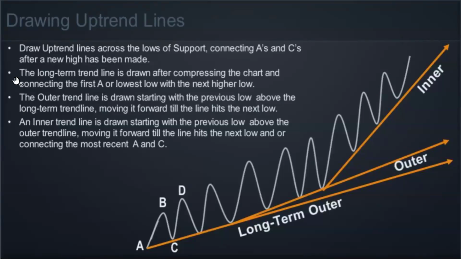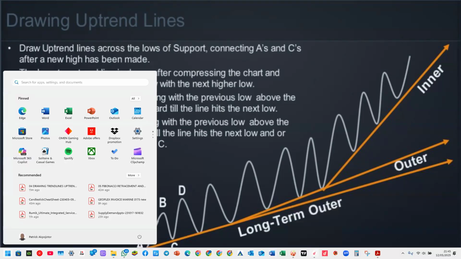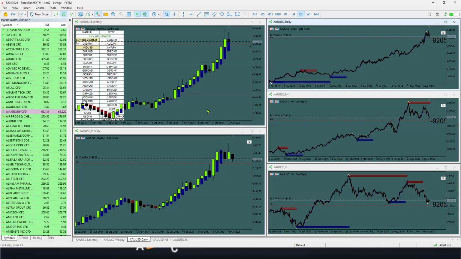So, if I read what you have here, he said the long-term trend line is drawn afterwards, compressing the chart. Compressing the chart. So what time frame is best to draw the trend line? It doesn't matter. You can draw the trend line on all time frames. Yes, on all time frames. It doesn't matter.